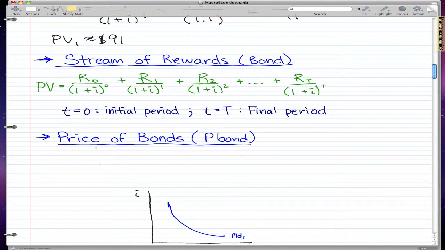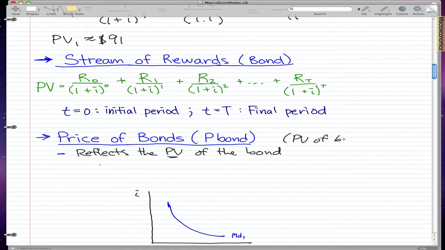Now, to the main topic of this video, I'm going to talk about the price of bonds. Something you've got to know about the price of bonds, which I abbreviated as P bond, is that it reflects the present value, the PV of the bond. This pretty much means that the present value of a bond reflects the bond price.